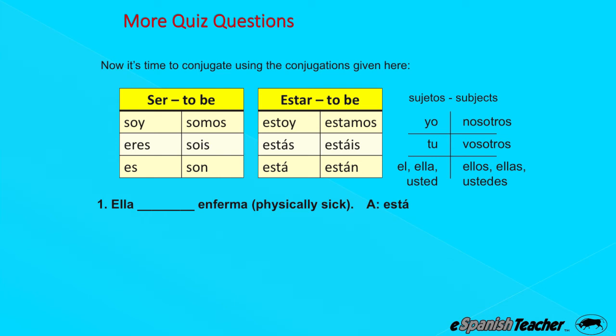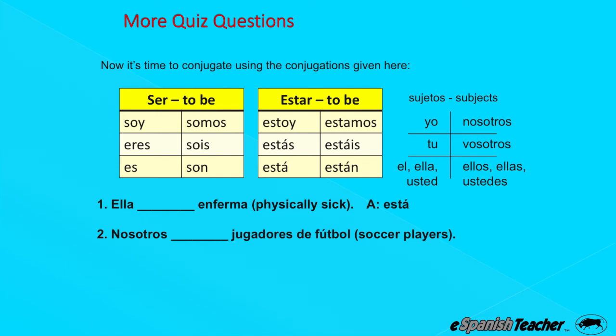Okay, being sick is a condition. It can change pretty quickly. So in this case, the subject is ella, so your correct conjugation is going to be under the estar verb chart, and it's going to be está. Ella está. Here's the second example.